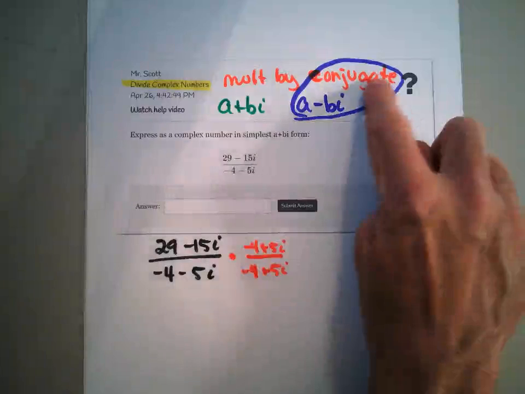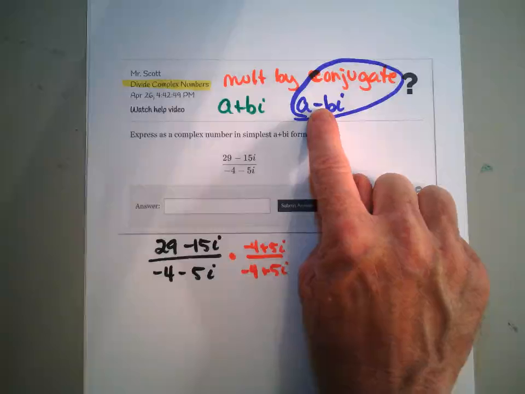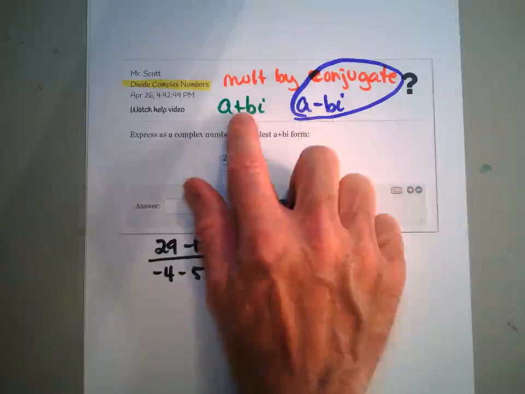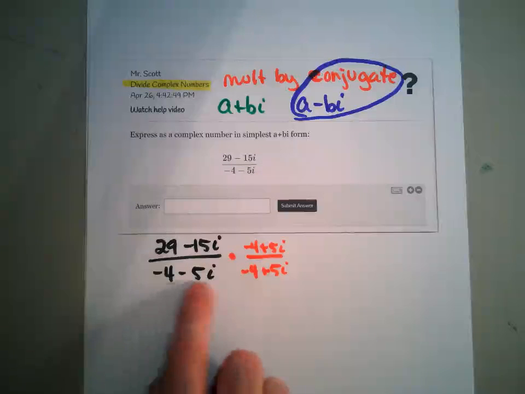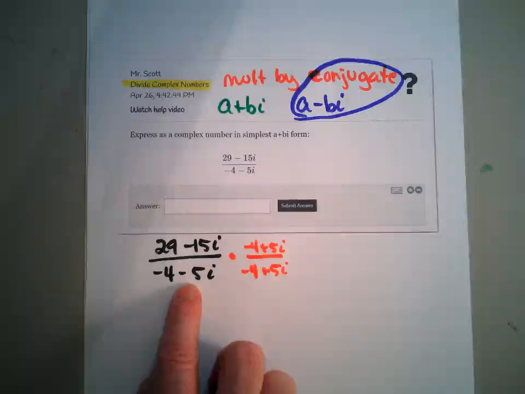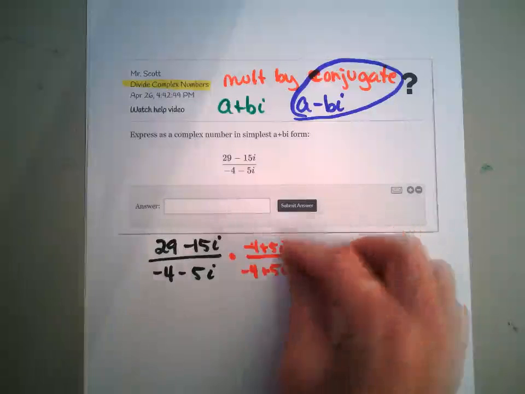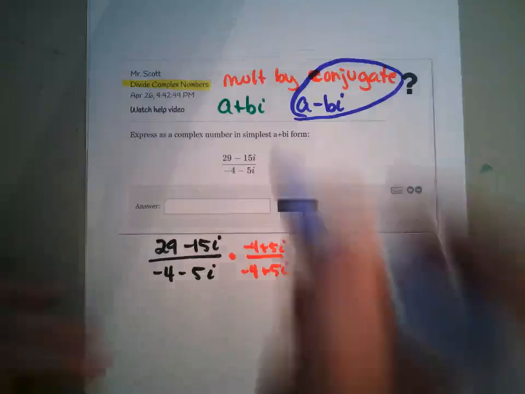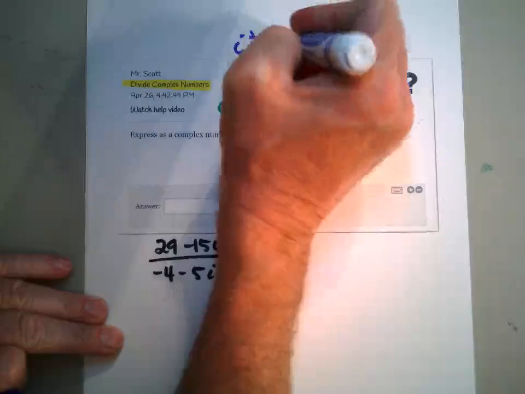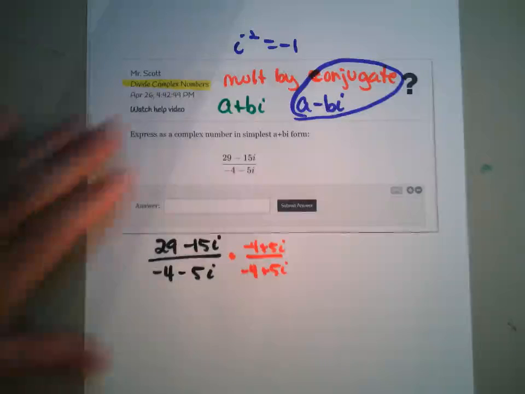So we created a conjugate by changing the sign of the imaginary part of the problem. Got a plus bi here, it's a negative bi here. We use that on the bottom, and now we multiply the top and the bottom by that conjugate. It's going to be a lot of foiling, essentially. Okay? And don't forget, i squared equals negative 1. Okay? That's going to be key here. All right, so let's multiply.